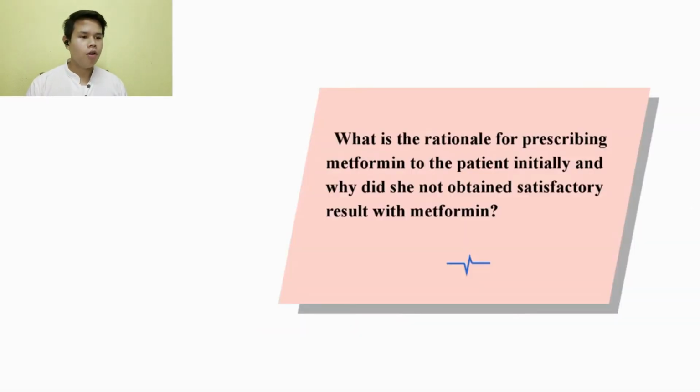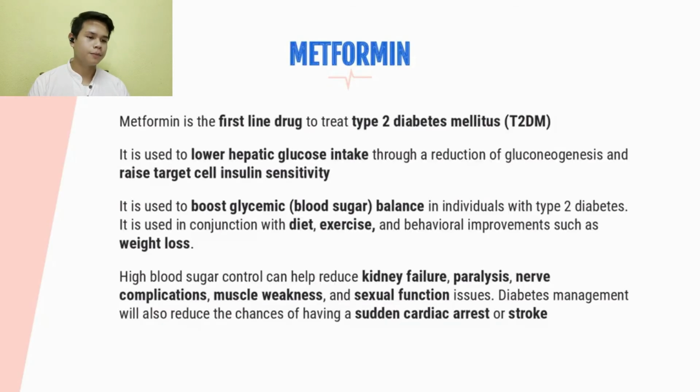What is the rationale for prescribing metformin to the patient initially, and why did she not obtain a satisfactory result with metformin? Metformin is the first-line drug to treat type 2 diabetes mellitus. It is used to lower hepatic glucose output through a reduction of gluconeogenesis and raise target cell insulin sensitivity. It is used to boost glycemic balance in individuals with type 2 diabetes. It is also used in conjunction with diet, exercise, and behavioral improvements such as weight loss.